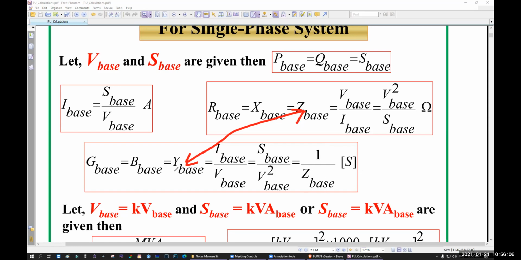What is the unit of Y? Can anyone tell me? Siemens. Exactly, Siemens, not S like this S. This is Siemens. But again, this is the beauty of per unit. You will never have to write units.